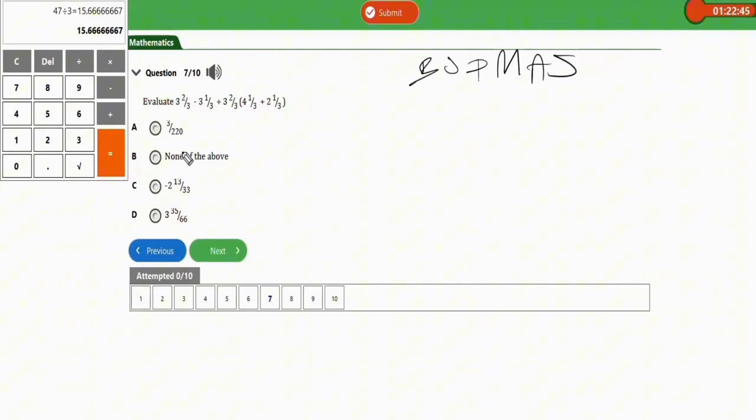Alright, but even if you guys use a scientific calculator, this question would have been very, very easy. Just punch it and you get the answer. But since you don't have a scientific calculator, apply BODMAS and solve it. So from BODMAS, we have the bracket. We're going to simplify the bracket first.